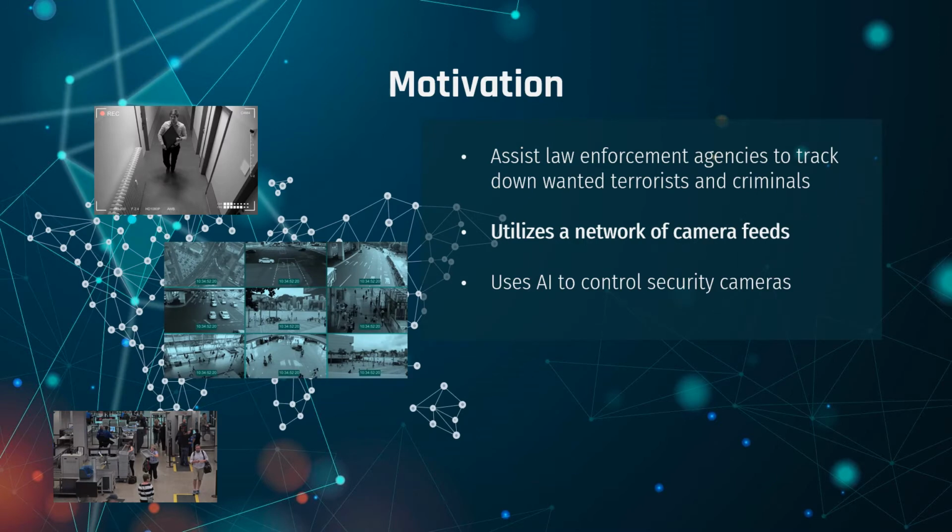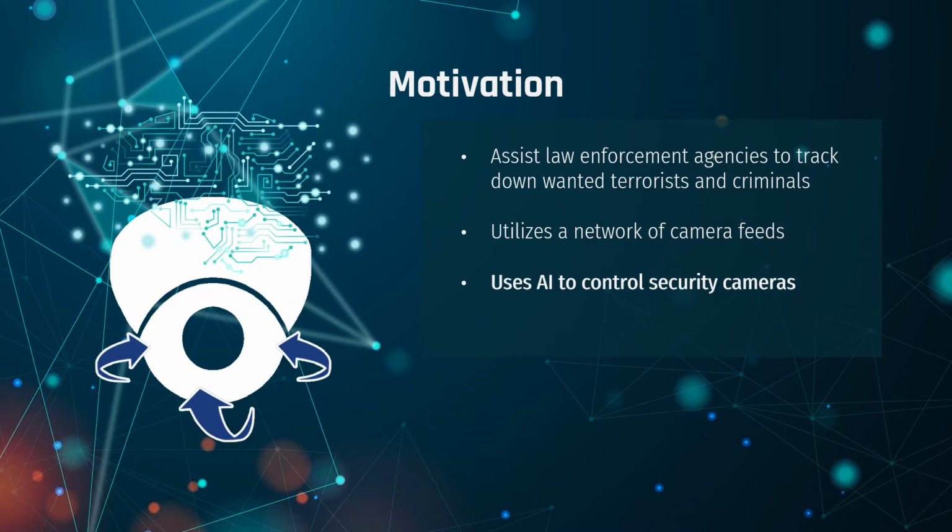Terrorist Tracker utilizes a network of camera feeds across the country from airports, shopping malls, government buildings, businesses, and other public areas to monitor and search for wanted criminals and suspicious activity. Once a criminal has been identified, Terrorist Tracker uses AI to track the criminal through remote control of PTZ cameras by following them and zooming into their exact location.